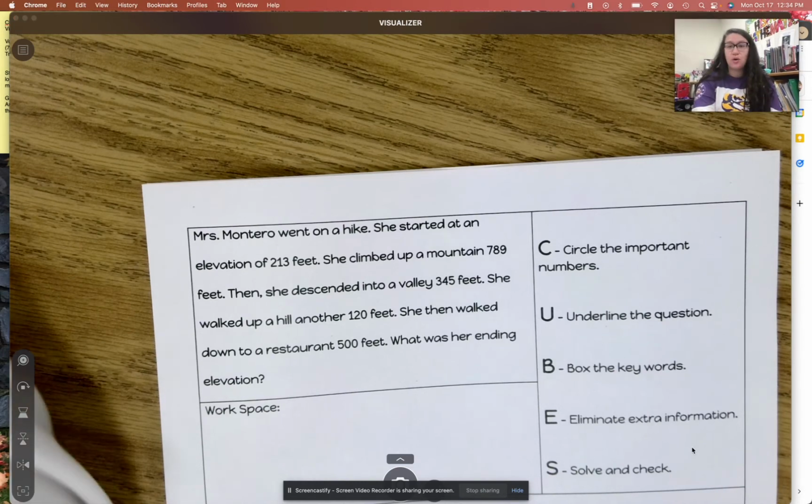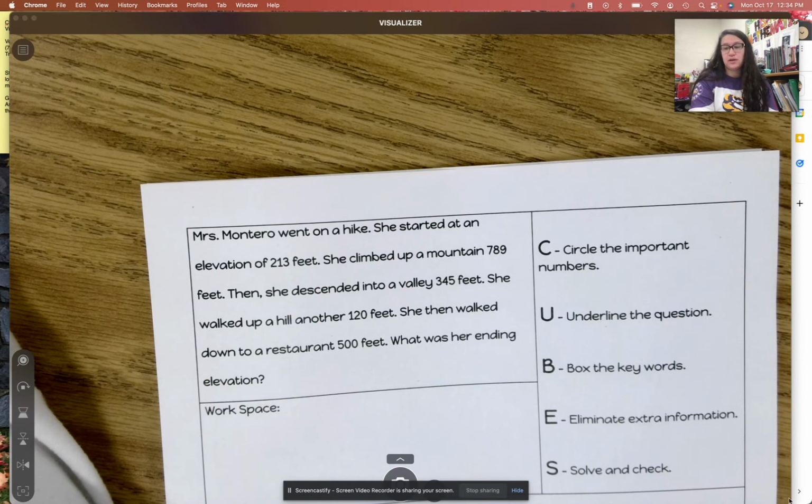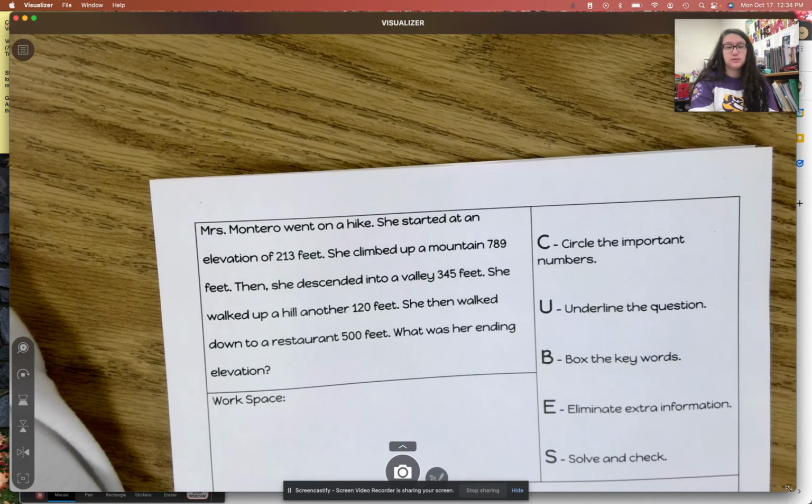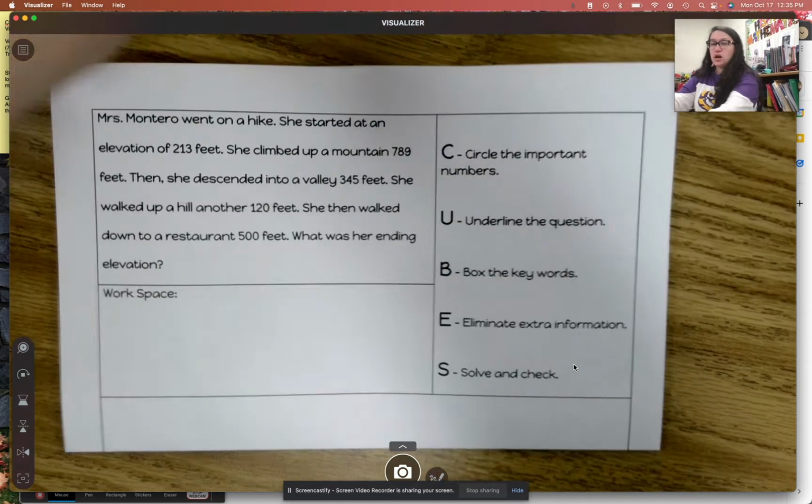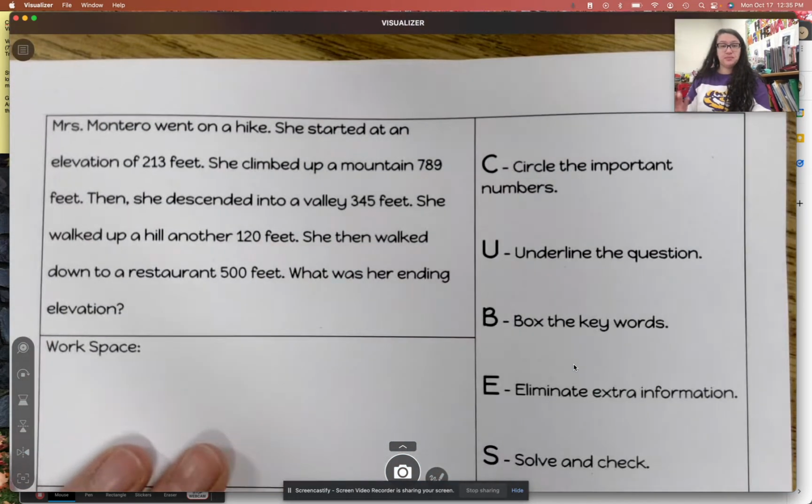Today we are going to go over another video of solving word problems. We're still using that same cube strategy that we've been talking about. We're just going to use it in a different problem.